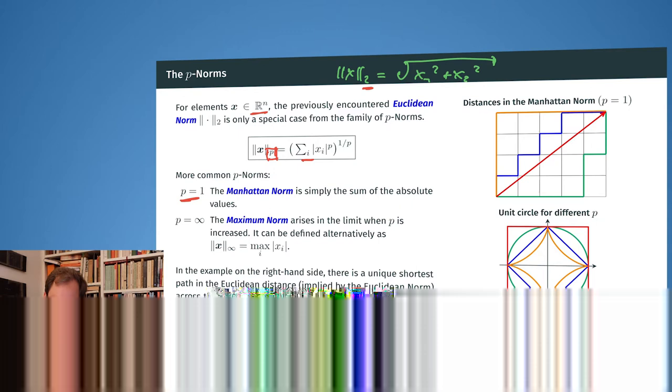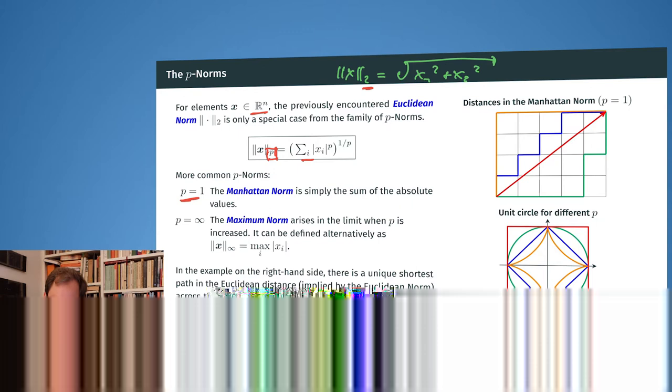What is shown on the lower side of the right-hand side is the unit circle for different values of P. So let's first look at the green unit circle here, which is just the typical unit circle you would expect. Here we would have 0 in the middle, and here there would be exactly 1, here exactly 1, here minus 1, and here minus 1 in the respective dimension. So all points that lie on the green circle have a distance of exactly 1 to the null vector. But now, by choosing different P, this unit circle will look different.